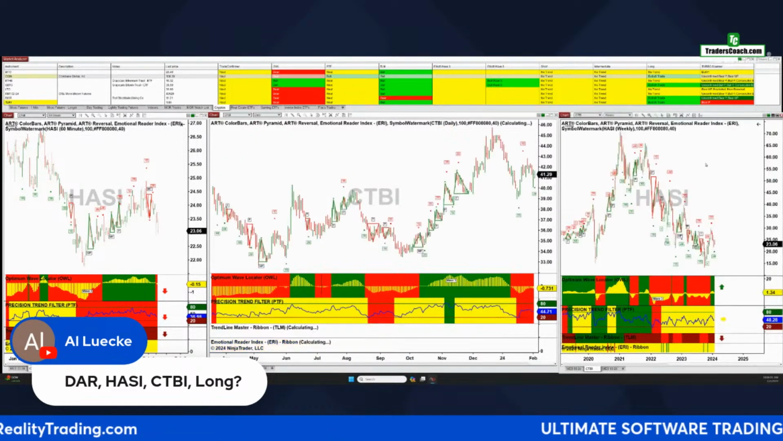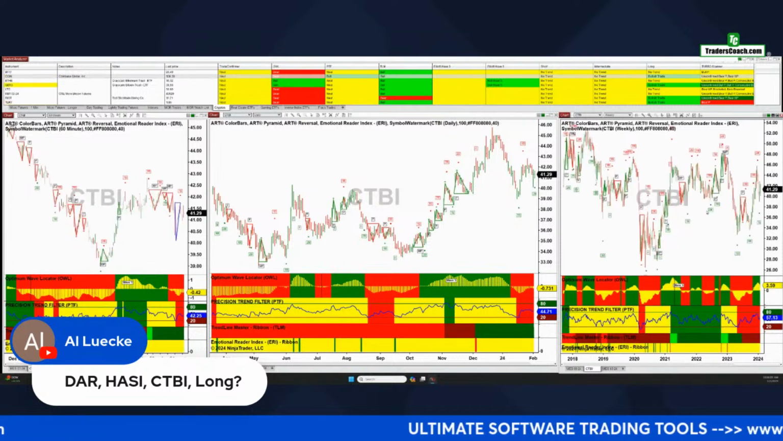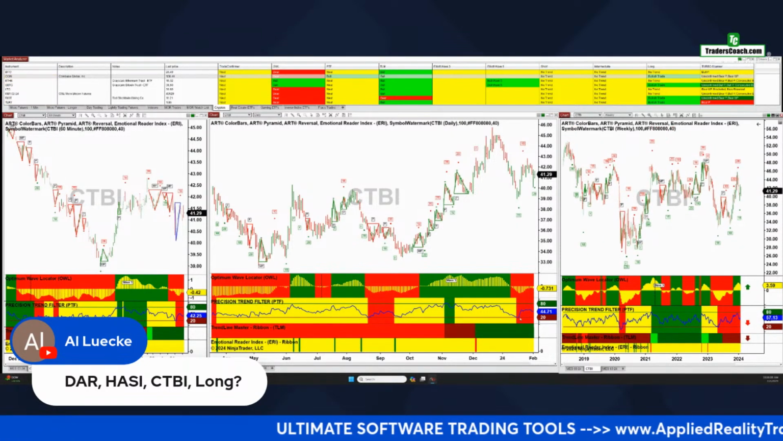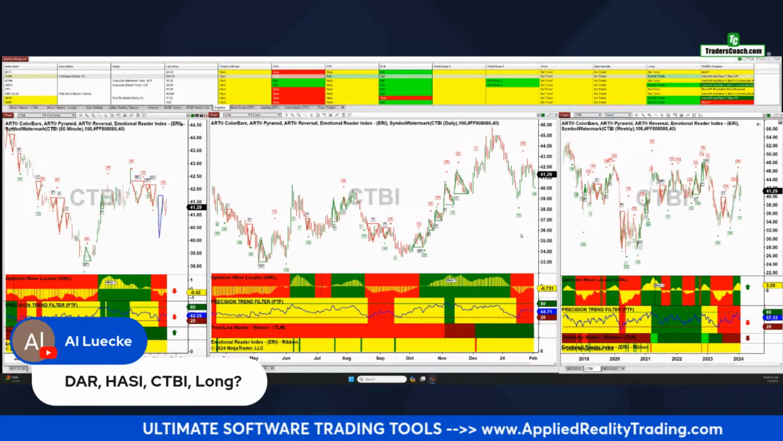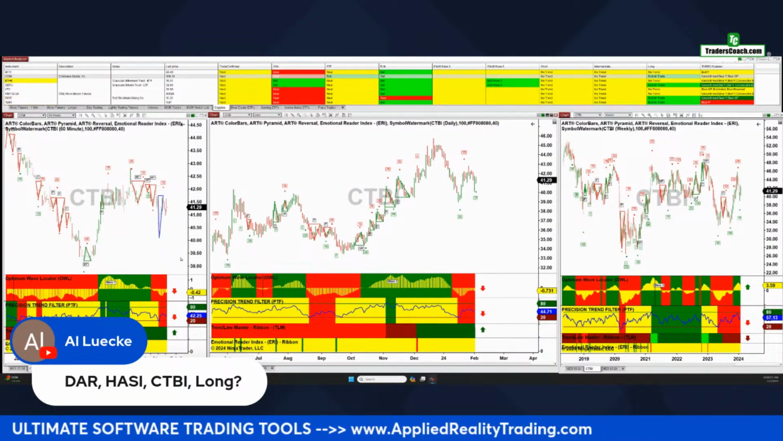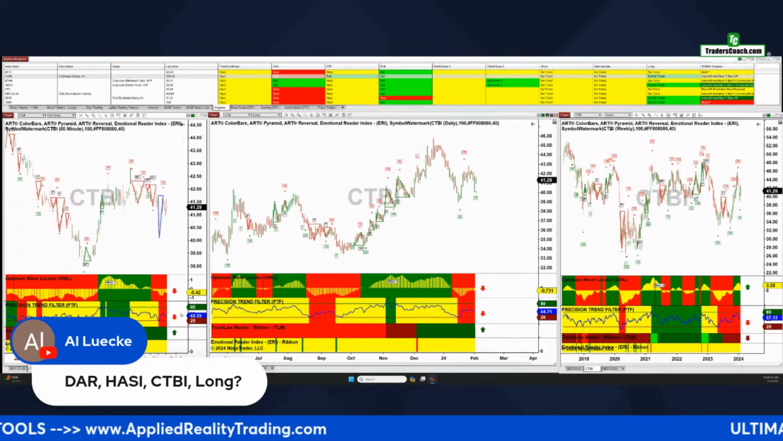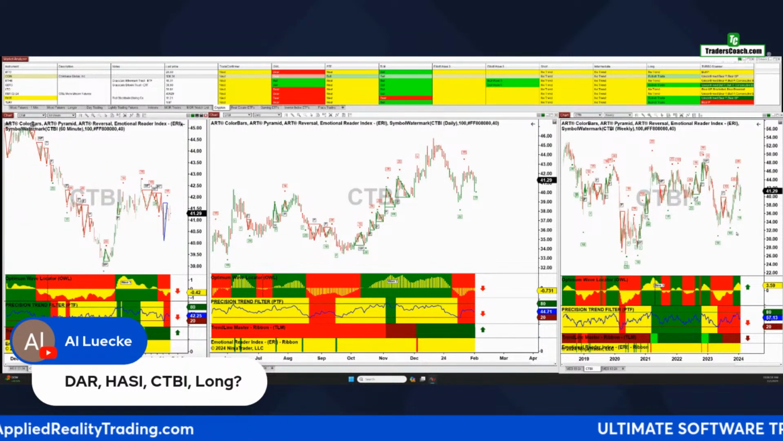Let's take a look at that bad boy. All right. Red PTF, red PTF, red PTF. No long. Okay. And I don't think there's enough risk to reward for a short either at this particular point. So I would just pass on that.